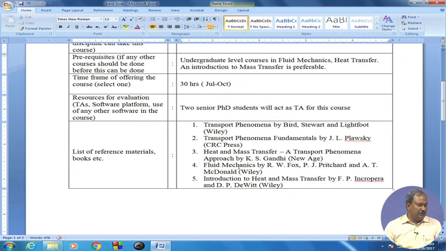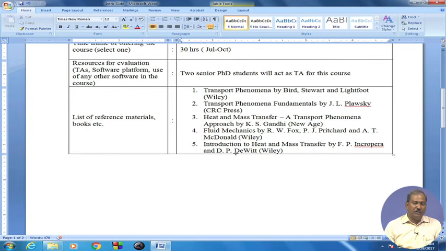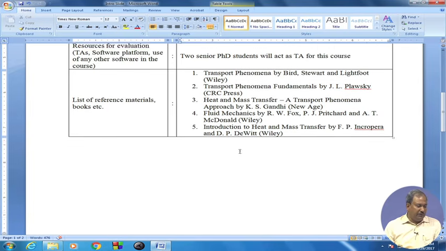The course will have a few textbooks and several reference books. The books that I am going to follow, from which you would get most of the information that I am going to present, are Transport Phenomena, a very classical book by Bird, Stewart and Lightfoot. Then Transport Phenomena Fundamentals by J. L. Plawsky. Heat and Mass Transfer, a Transport Phenomena Approach by Professor K. S. Gandhi of IISc Bangalore. Fluid Mechanics by Fox and McDonald, and Introduction to Mass Transfer by Incropera and DeWitt.